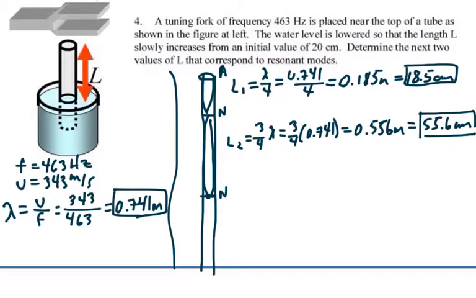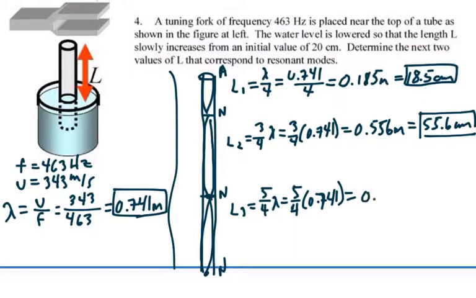And our next level after that will be another half wavelength down. So our third length will be 5/4 wavelengths, which would be 5/4 times 0.741. And that's equal to 0.926 meters, or 92.6 centimeters.